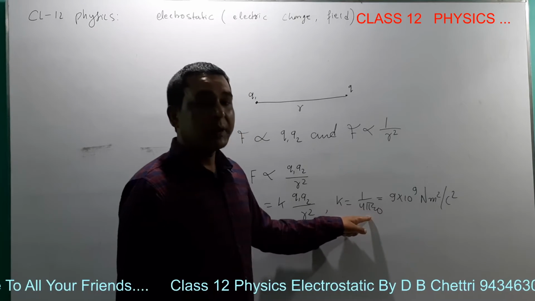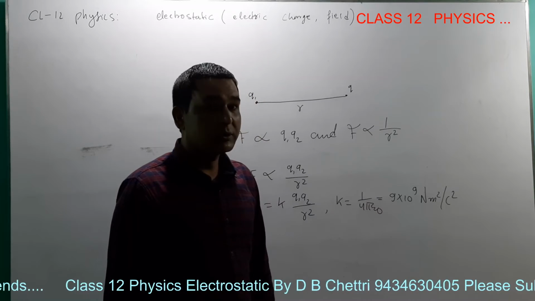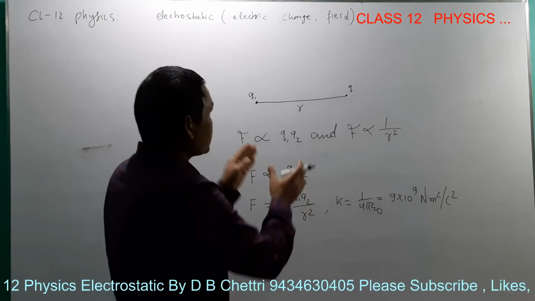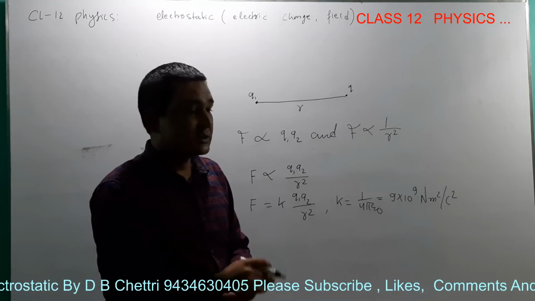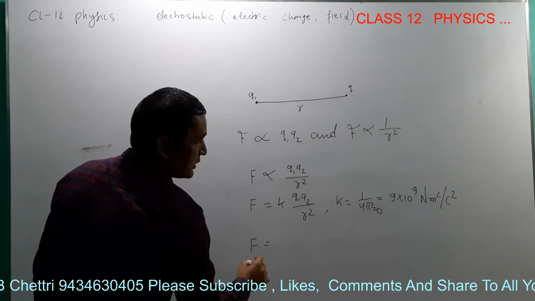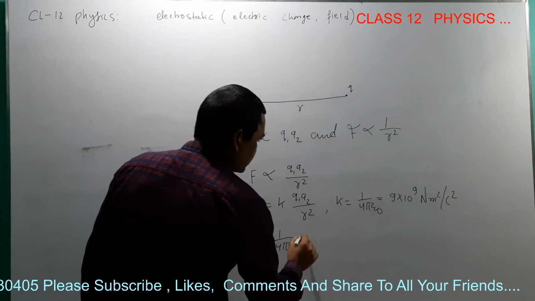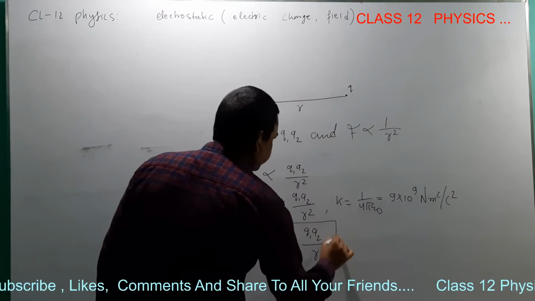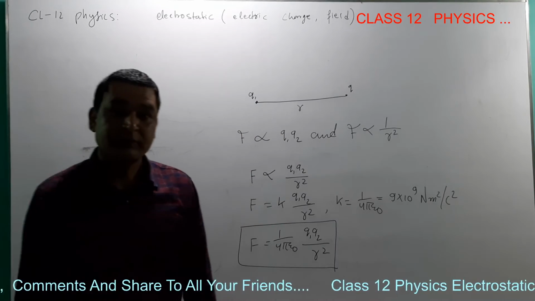Epsilon naught is called the permittivity of free space. That means the medium between the charges is air, there is no other medium, only air. After substituting the value of K, F is equal to 1 by 4 pi epsilon naught Q1 Q2 by r square. This is called Coulomb's force.